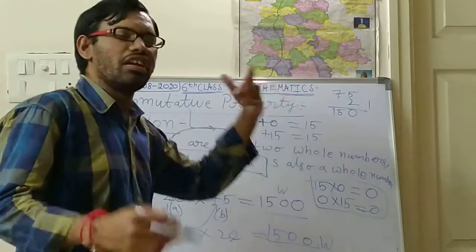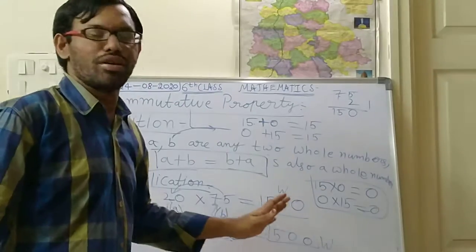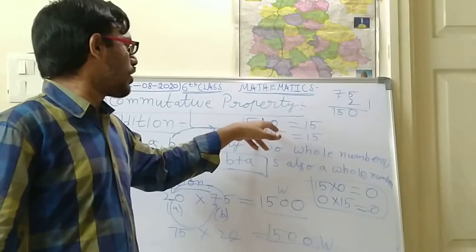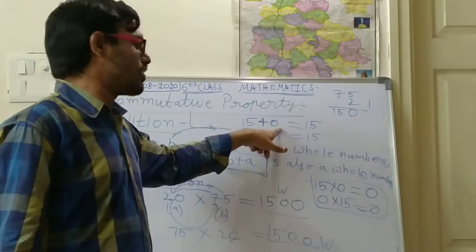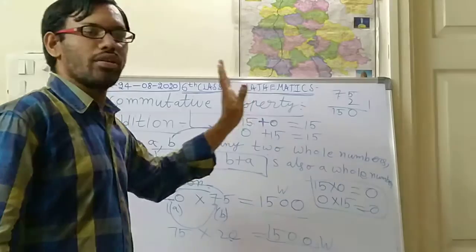15 plus 0. You can take any number. Take any of your five numbers and add 0 to them. Any number plus 0, or 0 plus any number of your choice, will then be the same.